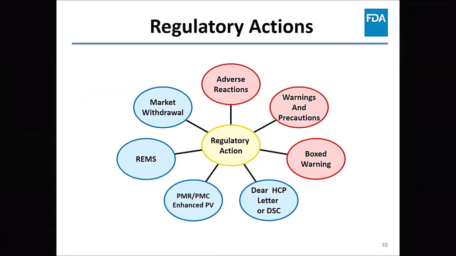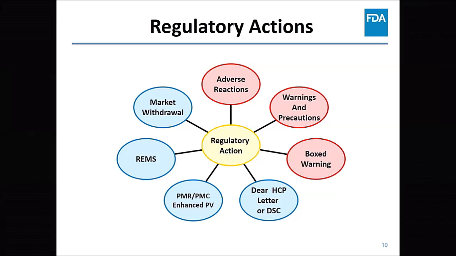When a safety signal is identified, there are a number of possible regulatory actions. Those in pink represent options for labeling under different sections of the label. SJS and TEN typically are labeled in warnings and precautions, although there are cases where it may appear in a boxed warning, and there are also situations where it may appear in the post-marketing experience section of adverse reactions.